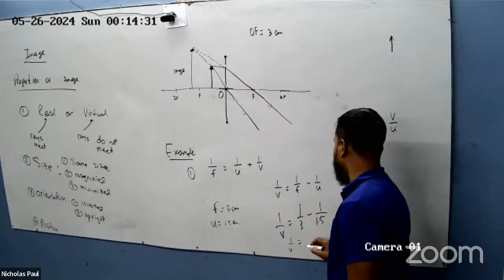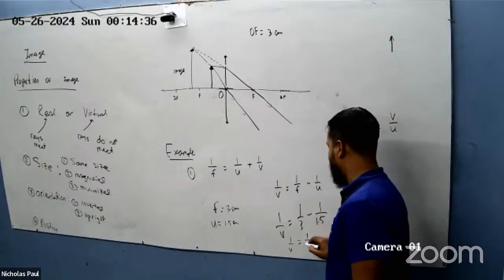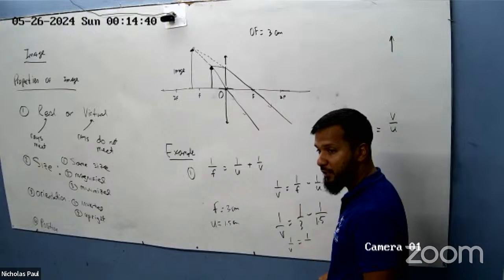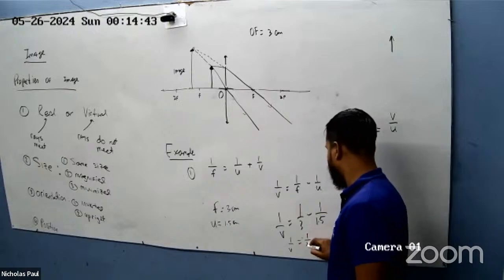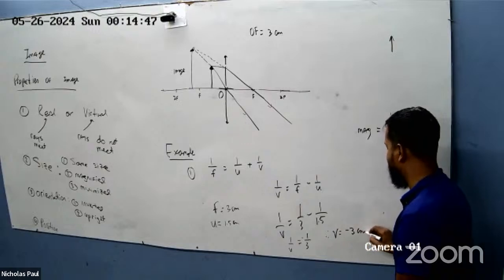1 on V is, what do you get? 1 over what? 9 over minus 3. So you got V to be minus 3 centimeters.